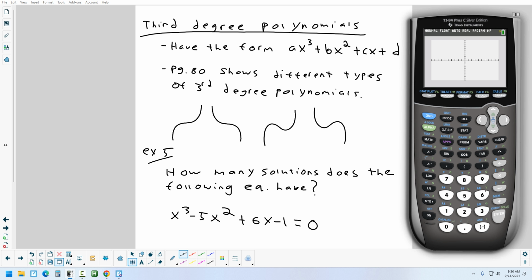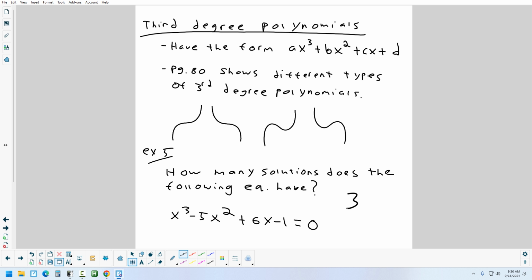Okay, I'm going to do zoom 6. And how many solutions does it look like that one has? Yep, it does have 3. Didn't ask me to even find them. It's probably the next question.